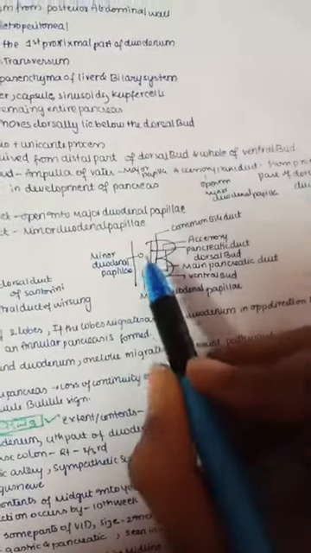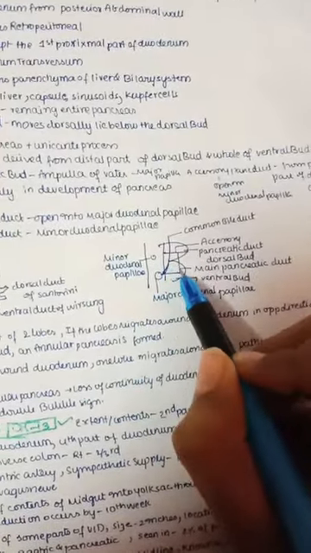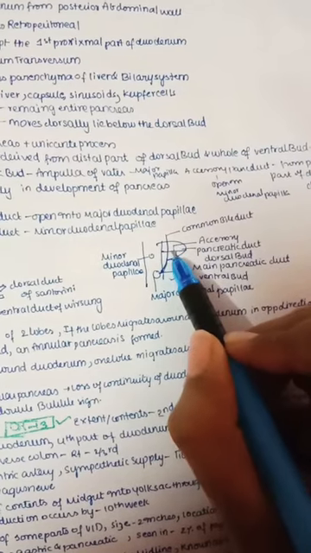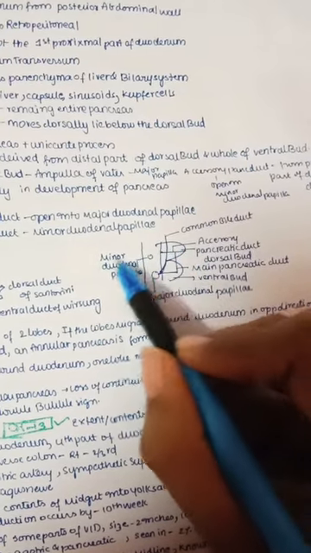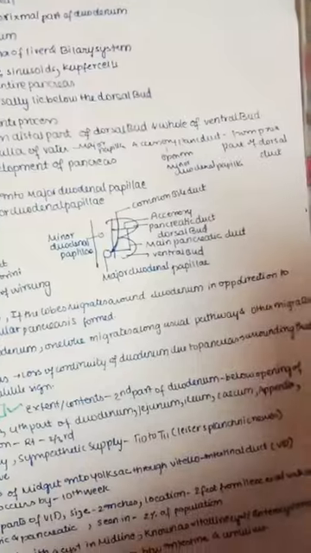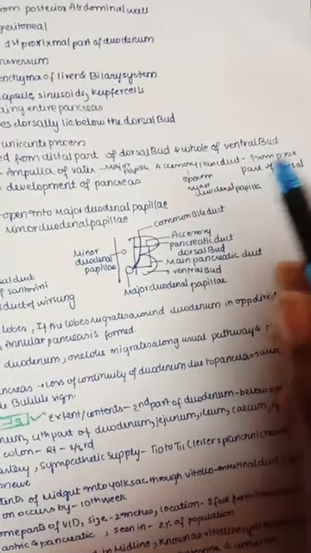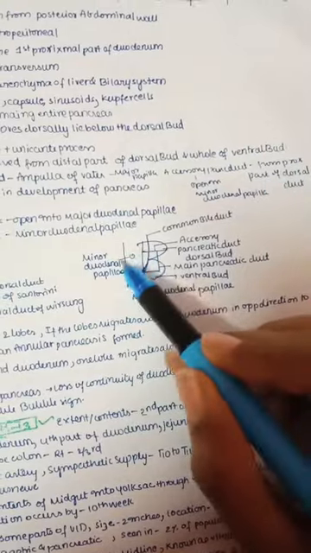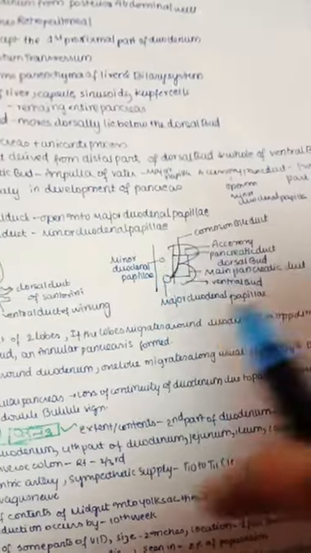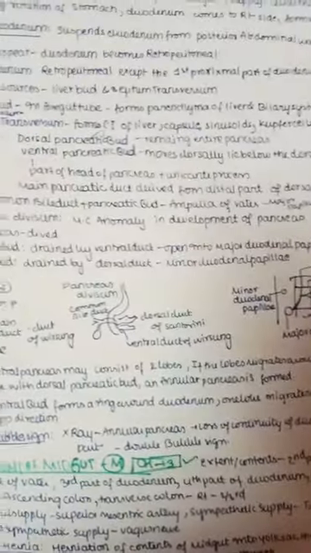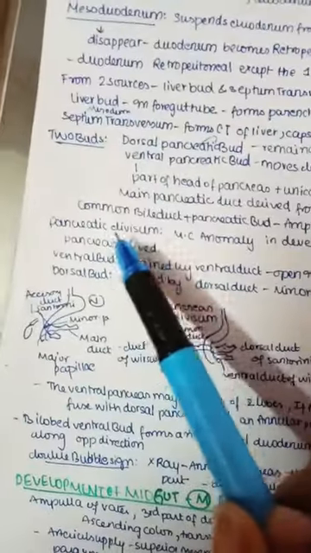And we also have the accessory pancreatic duct. You can see here, this is the main pancreatic duct, right? The remaining part is the accessory pancreatic duct, which mainly opens into the minor duodenal papilla. This accessory pancreatic duct is from the proximal part of the dorsal duct. That's it. And next, the most common anomaly seen in the development of the pancreas is pancreatic divisum.